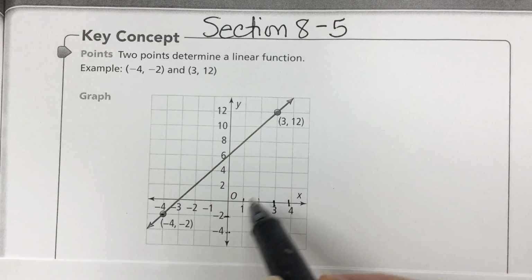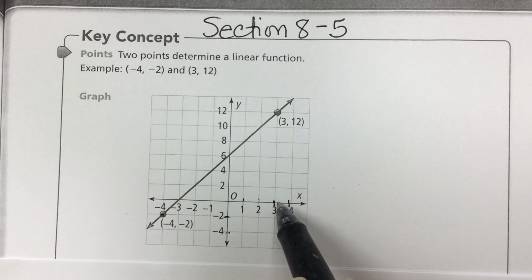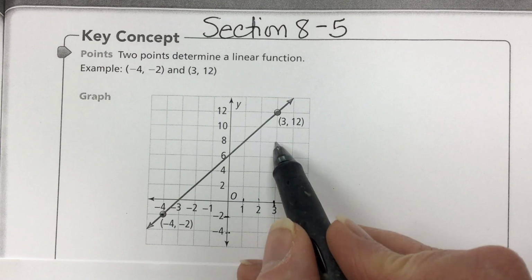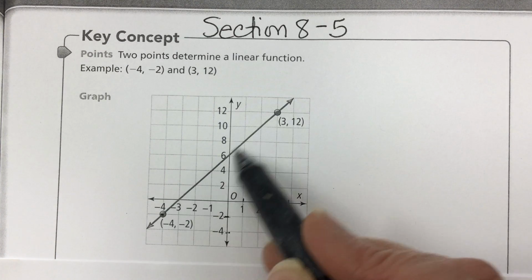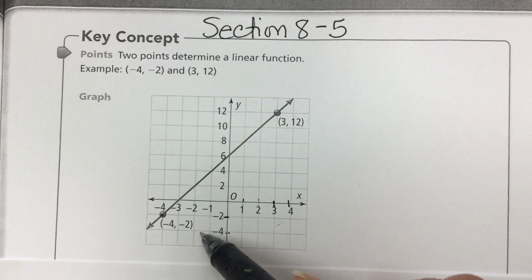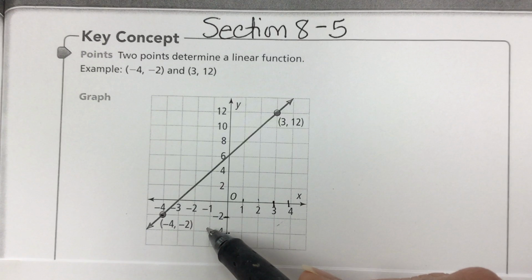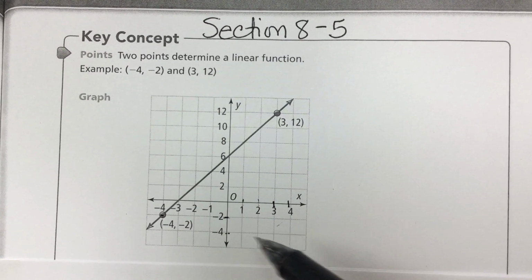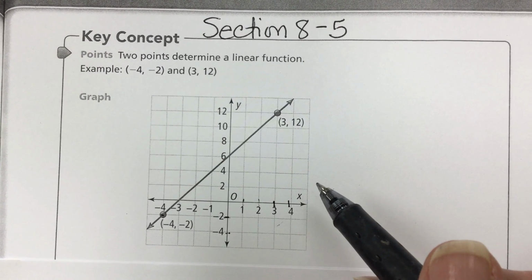Then we have the point 3, 12. To the right, 1, 2, 3, and up 12: 2, 4, 6, 8, 10, 12. So here we have a line that is formed of these 2 points. Okay, so 2 points determine a linear function.